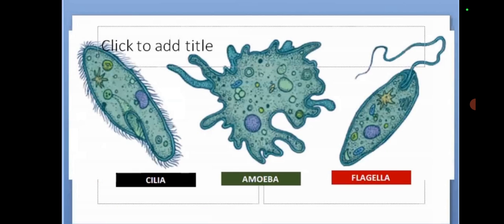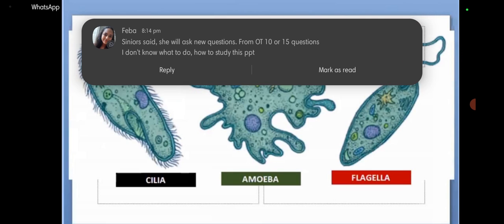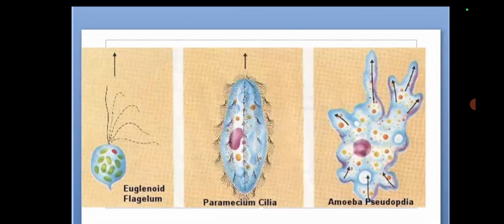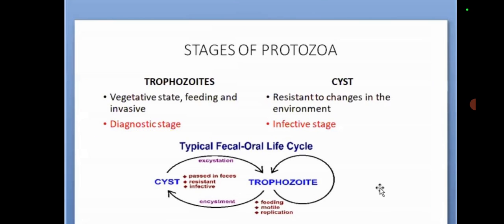Cilia, amoeba, and flagella. Cilia have many short finger-like projections, the amoeba have an irregular shape, and the flagella have one flagellum at one end. Euglenoid has a flagellum, paramecium has cilia, and the amoeba has pseudopodia. These are the major examples for each type of protozoan.